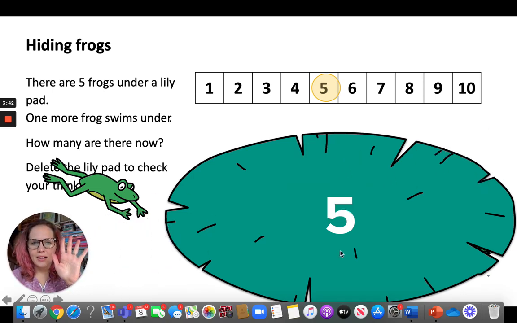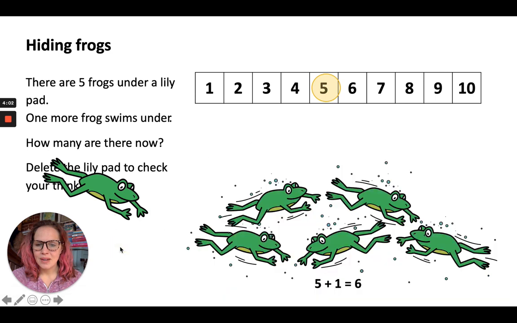There are 5 frogs under a lily pad. 1 more frog swims under. How many are there now? So we have 5 and 1 more comes. How many do you think? 5 plus 1 is 6. 1, 2, 3, 4, 5, 6. Or we can start at 5 and add 1 more. 5 plus 1, 6.